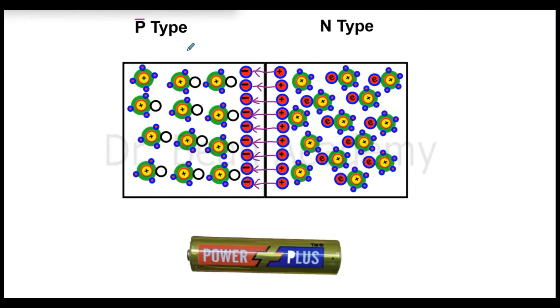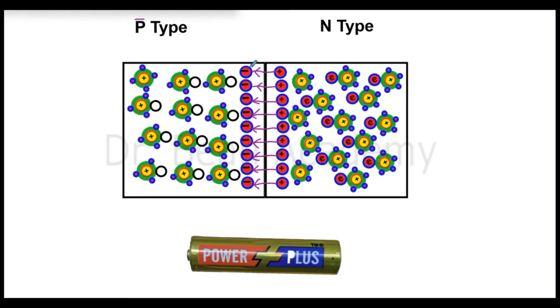Now let's see what will happen if I connect the ends of a material like P and N type, which have been combined at a molecular scale, and a p-n junction has been formed. So now I want to connect one end of this setup with the other end of the battery, and I want to see what will happen.